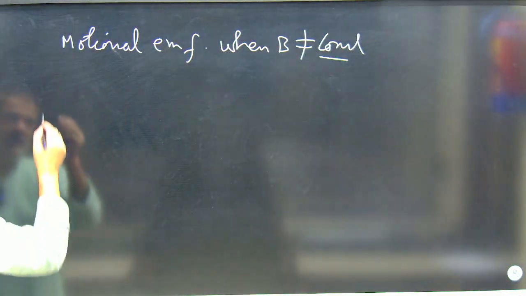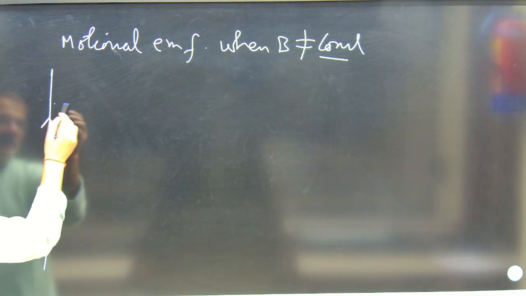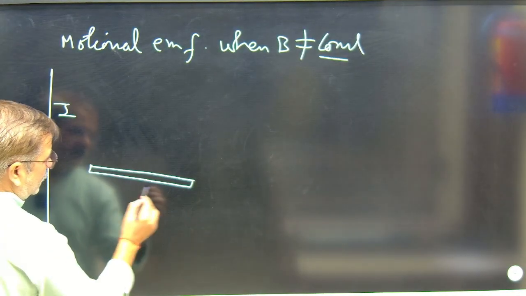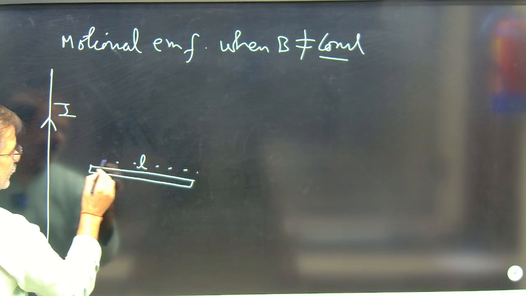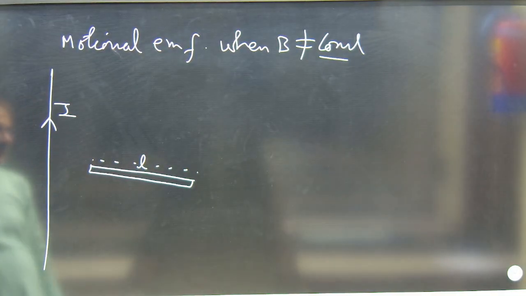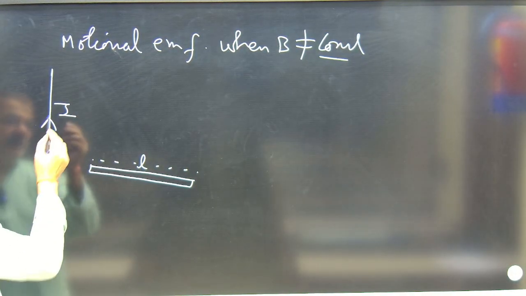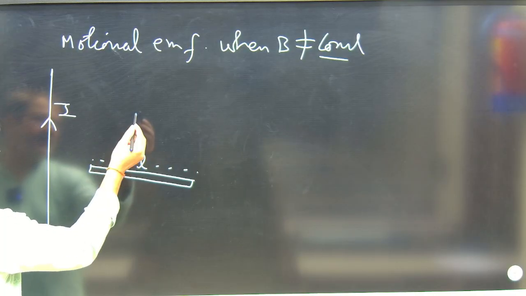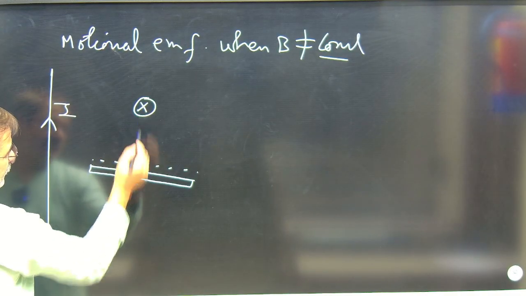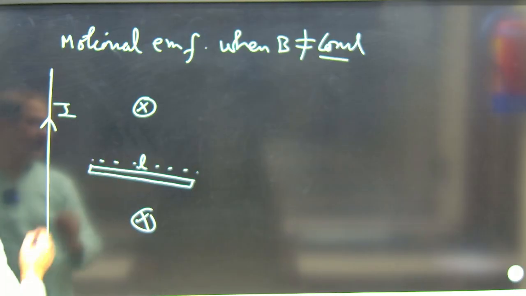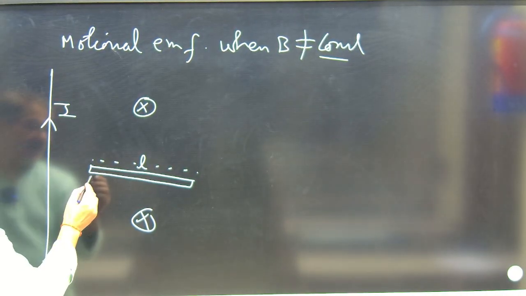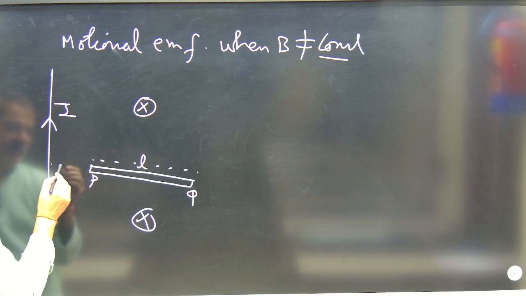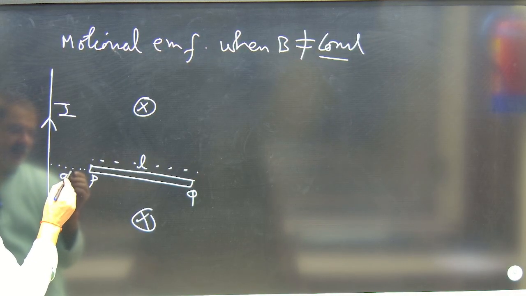What happens here? This is an infinite long wire carrying current I, and there is a conducting rod of length L. It is moving in the presence of the magnetic field of the infinite long wire. So this wire will have the magnetic field here. As per the right hand thumb rule, it will be directed inside the page. These are the field lines going inside, correct? And this rod has ends P and Q, and one end of the rod is at a distance small a.